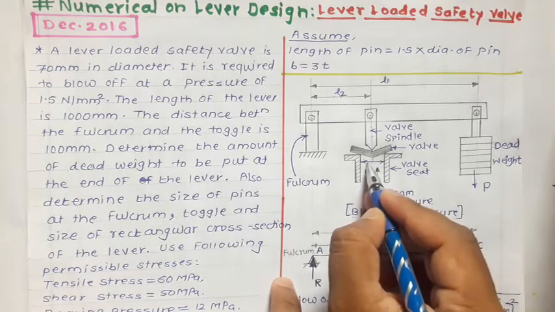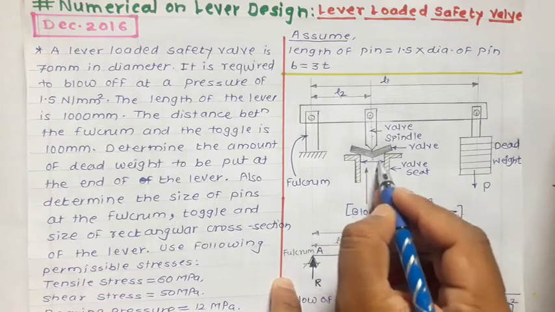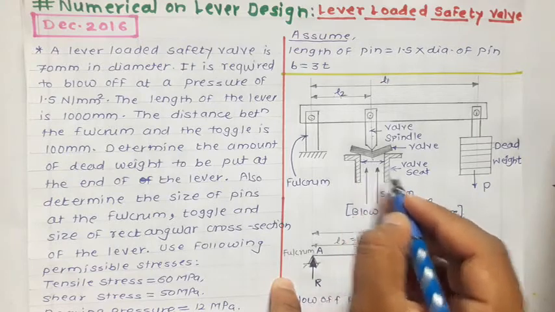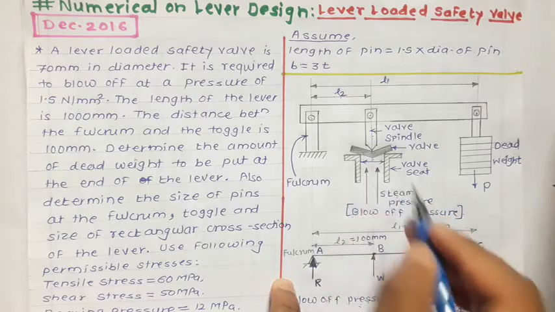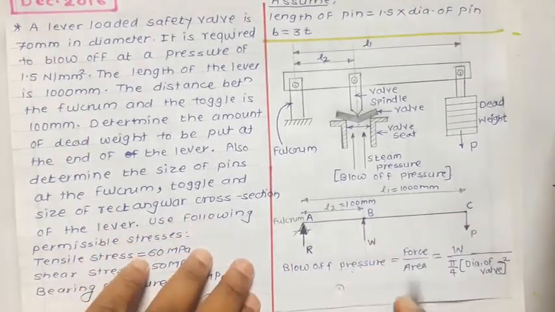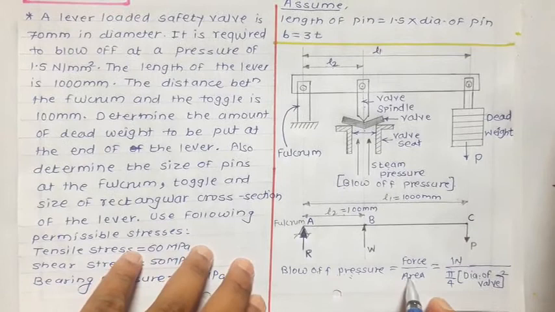Now this is the diameter of valve. By using the diameter of valve and this blow up pressure, we can find out the force exerted by the steam on this wall. For that purpose we have to use this equation: blow up pressure is equal to force upon area.